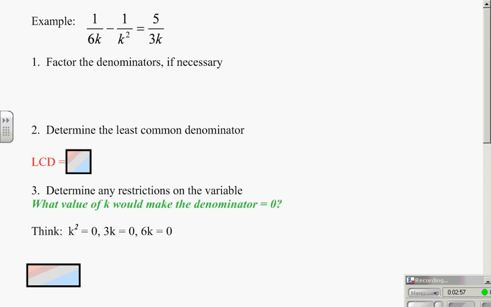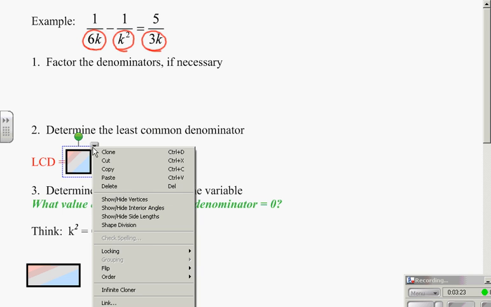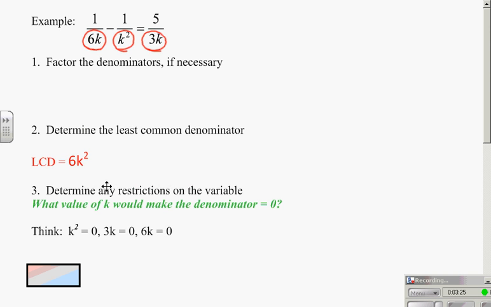So what does this look like? So here's our example. 1 over 6k minus 1 over k squared equals 5 over 3k. First step is to factor the denominator. But I don't have to here because my denominators are factored. So now I have to determine the least common denominator. And the least common denominator between 6k, k squared, and 3k is going to be 6k squared.